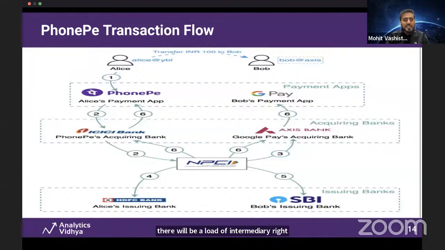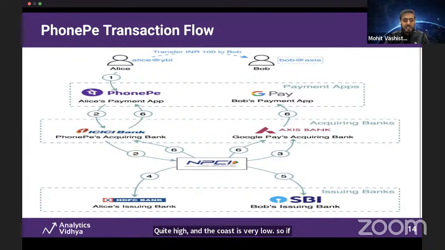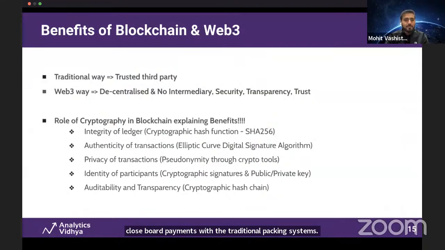But if I want to send some crypto to someone in the US, I can send it in just seconds. So I can do that. That's the benefit of user-centric ecosystems. There are chances of fewer failures, the speed is quite high, and the cost is very low. If you do cross-border payments with traditional banking systems, you have to go through a lot of fees as well. So you will see that. Now, what exactly are the benefits of Web3?